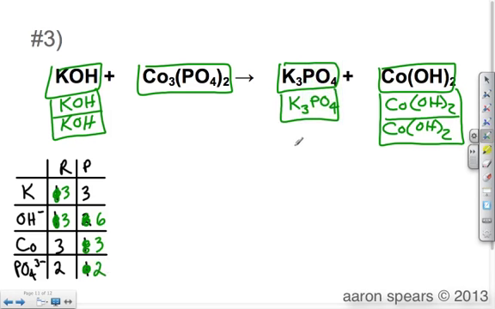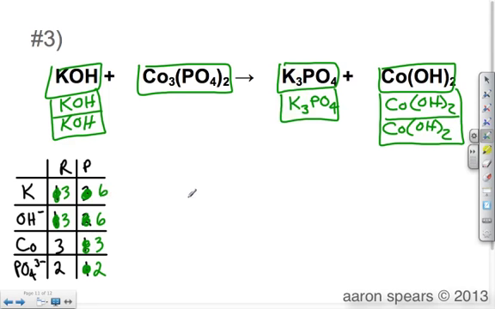But this box of potassium phosphate not only contained phosphate ions, it also contained potassium ions. So I'm going to adjust my list to account for the 3 extra potassiums that were added to the product side. I now have a total of 6 potassium atoms on the product side.